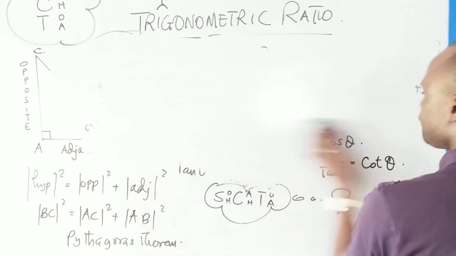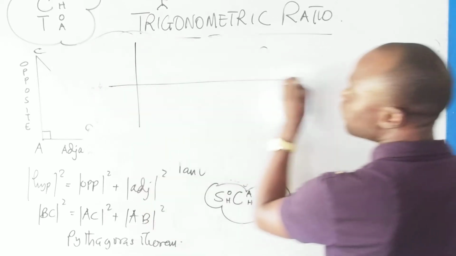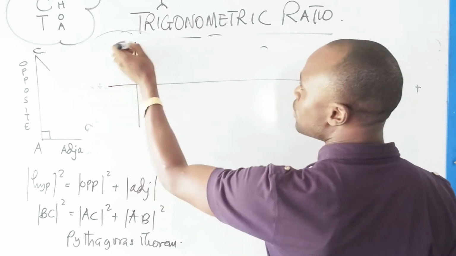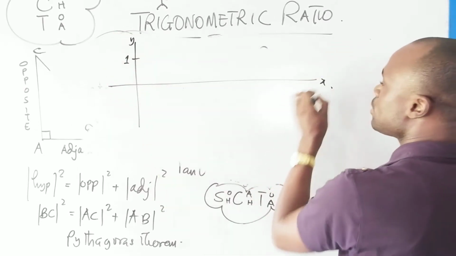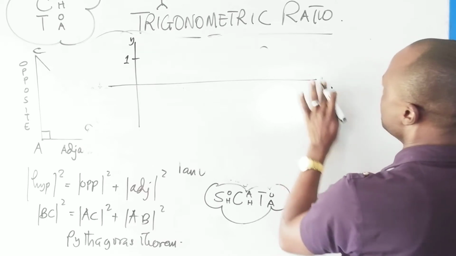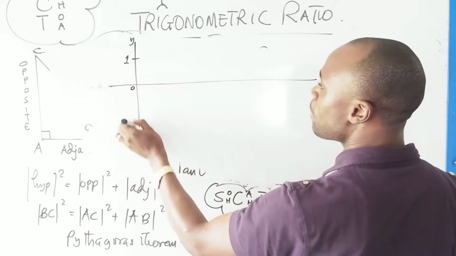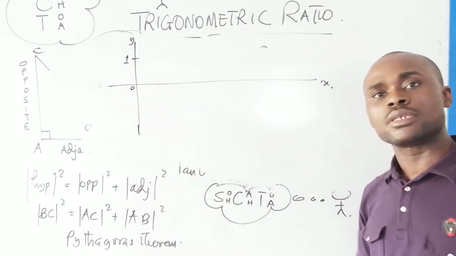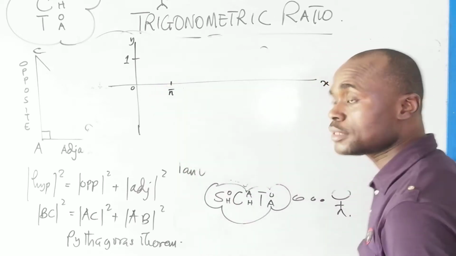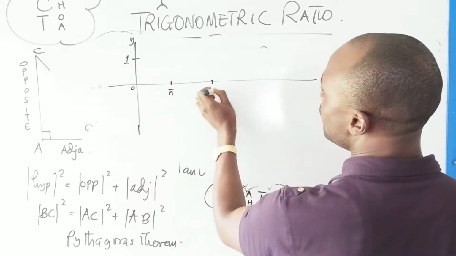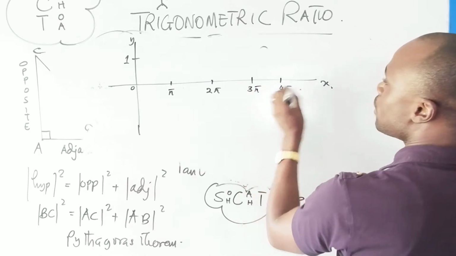So we have, I'm going to have this. Let's say we have one here. This is the y-axis. This is the x-axis. Let me call this the theta axis or x-axis. Leave it as x-axis. And this is the origin. So I want to illustrate the sine graph. So if we have here pi in radians, and here we have 2 pi, and here we have 3 pi, and so on and so forth.